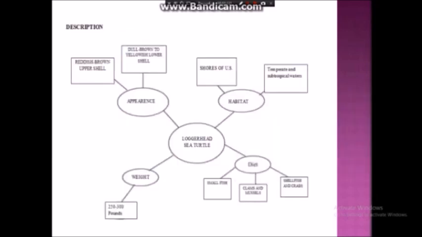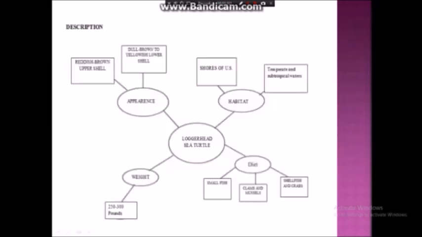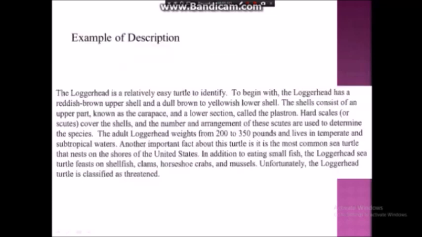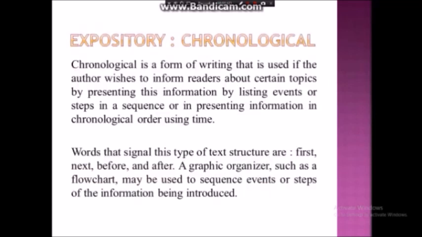And next, we can use a graphic organizer like this to mark the important parts from this text. We can simplify it like this. The text is talking about a loggerhead sea turtle, and it has the appearance of a reddish brown upper shell, and so on, which is here. The habitat is this, lives in temperate and subtropical waters, and the shores of the US and many others. We can use a web like this to describe a description text.